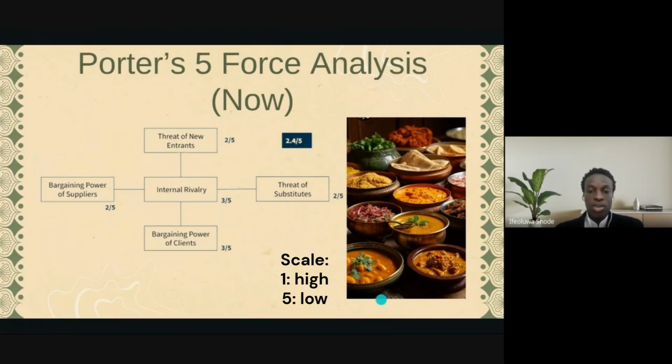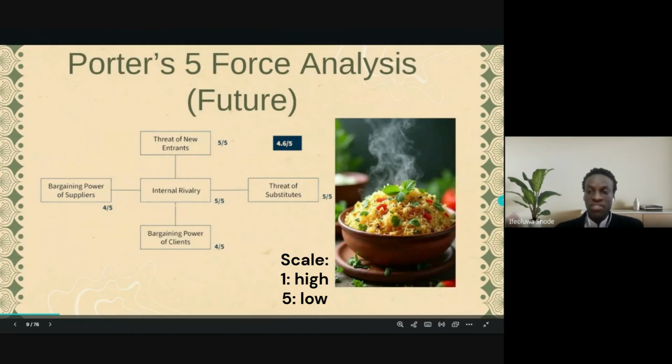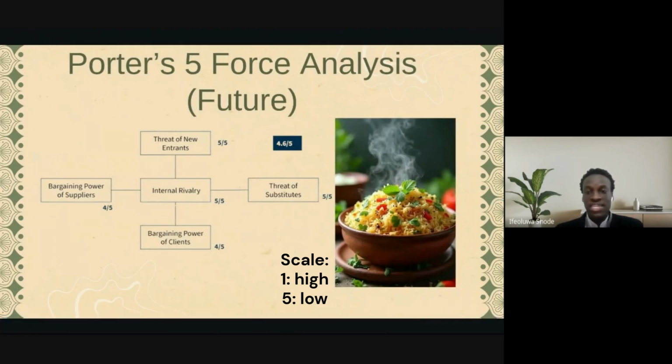But if we take a look at what we hope to have in the future, after we've become a giant in this space, maybe in the next 4 or 5 years, this story will change, and we'll see that we have an average of 4.6 out of 5. This increase isn't about risks, it's about dominance. We become giants in this field, and you will see that the threat of new entrants has become 5 over 5. This is because we have built a massive barrier to entry. We have become the best in providing Indian dishes in a fast and scalable way.